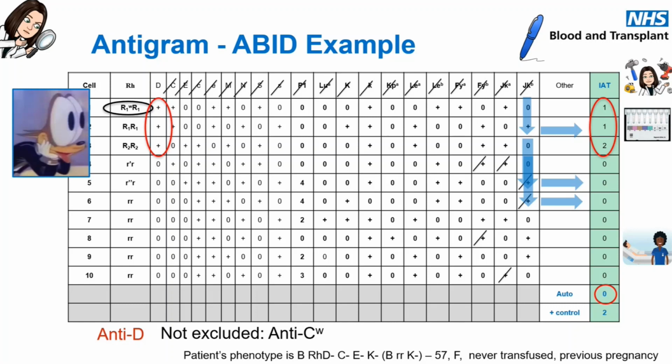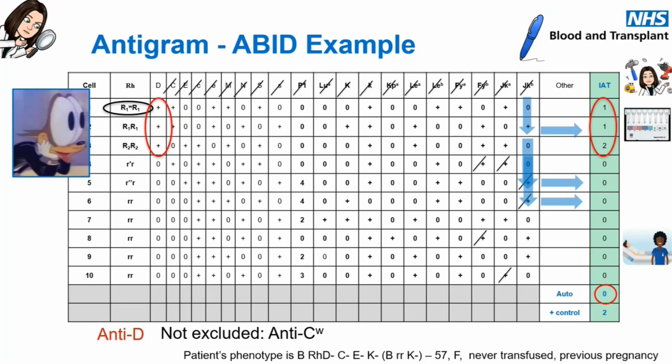And what you may or may not have noticed is we haven't actually done all our exclusions because this cell is CW positive. Within the blood service, we tend not to have a separate line for CW, but you may on your own panels.